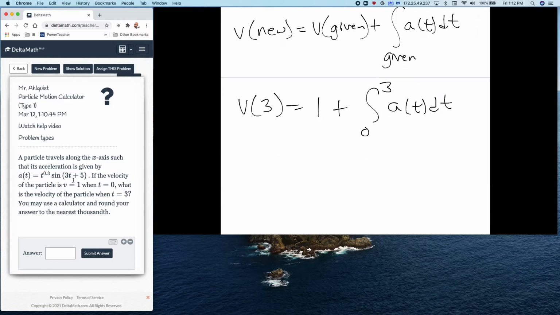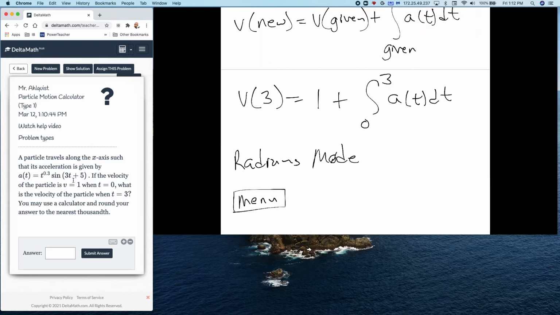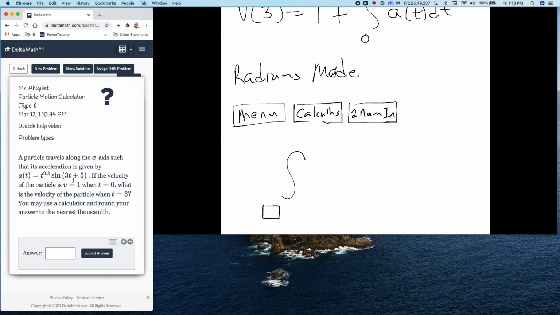On your TI Nspire, and I'm pulling mine out here so I can make sure I get the keystrokes right, turn it on, make sure it's in radians, make sure your calculator's in radian mode, okay? And then what I want you to do is hit menu. You're going to go down to option 4, which is calculus. And you're going to do number 2, which is numerical integral. And if you click that, you will get this, where all you have to do is fill in the blanks.